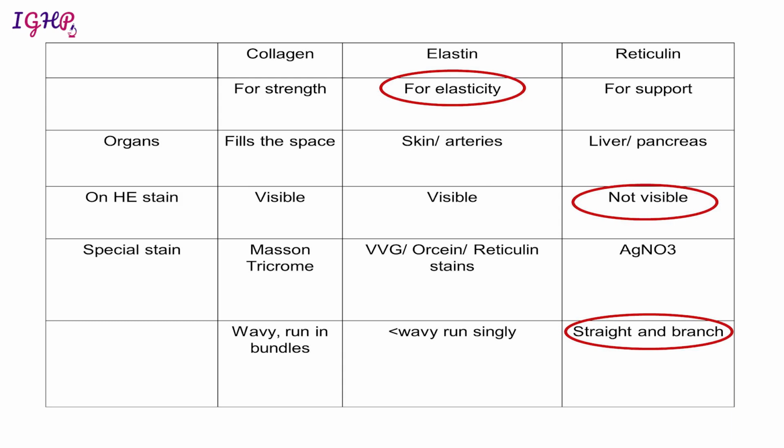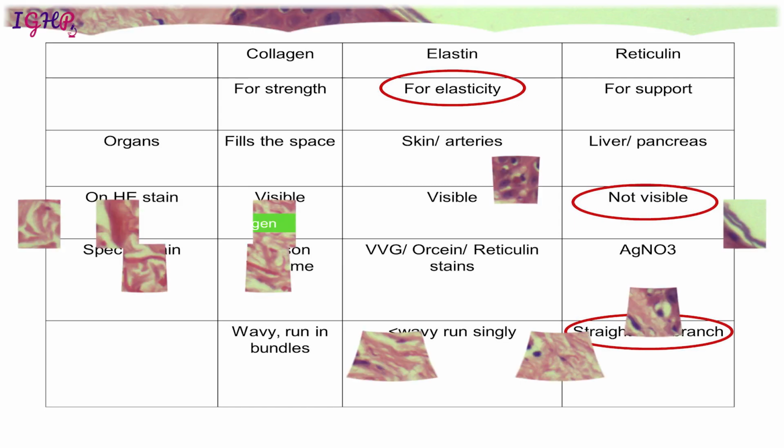So for special stains, for collagen you require Masson's trichrome stain. For elastin, you require VVG stain, but they are also visible on reticulin and all silver staining. But the reticulin fibers will be visible only on reticulin stain and the silver impregnated stains. Now we said that they are wavy, they run in bundles. Elastin fibers will be less wavy, and reticulin are the thinnest fibers. So the most difficult to see on the slide are the reticulin fibers.